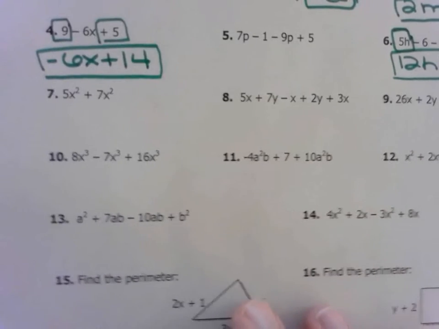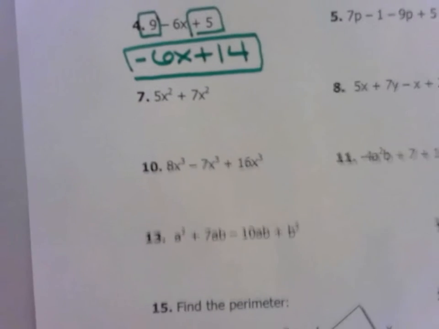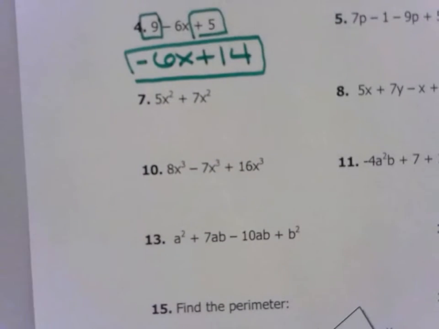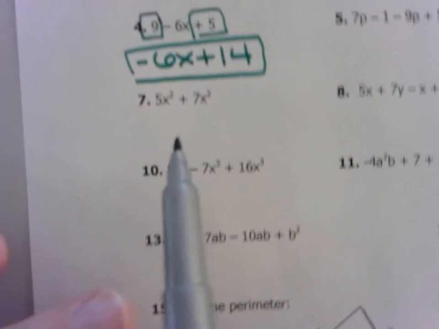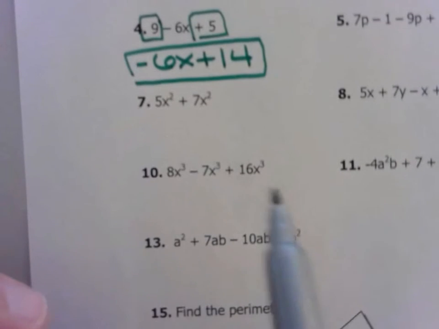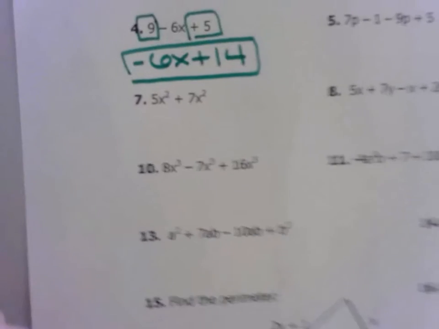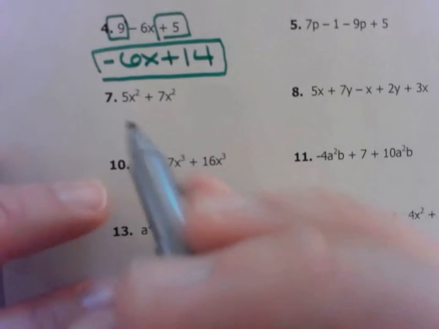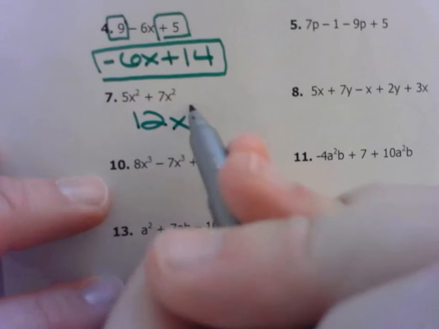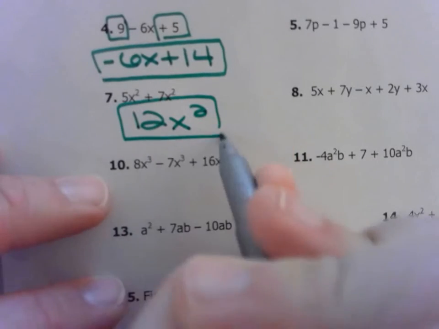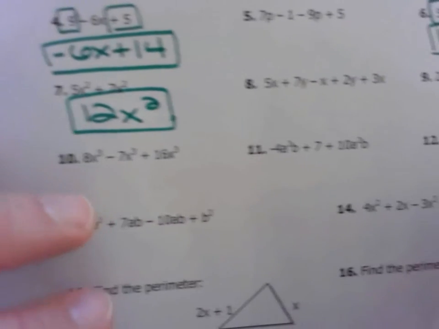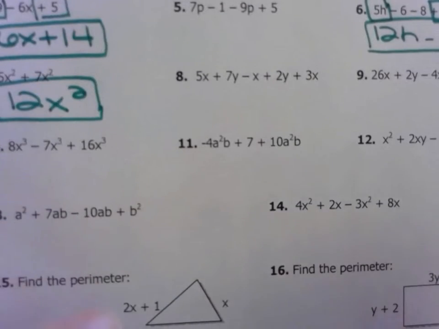Okay, let's look at number 7. 5x squared plus 7x squared. They have to have the same exponent and variable. They're both x squared. So what is 5x squared plus 7x squared? 12x squared. Okay, let's look at 8.